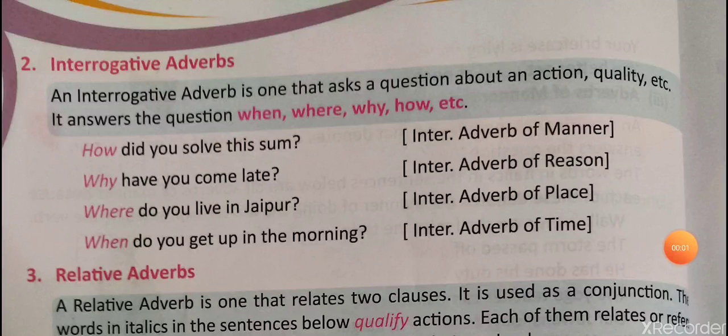Next is the interrogative adverb. With the word interrogative, it is easy to understand that we are talking about the words that ask questions. Interrogative adverbs are those adverbs which ask direct questions, like how did he solve the sum, why have you come late, where did you go, where do you live, in Jaipur, when do you get up in the morning. These are the interrogative adverb of manner, interrogative adverb of reason, interrogative adverb of place, and interrogative adverb of time.